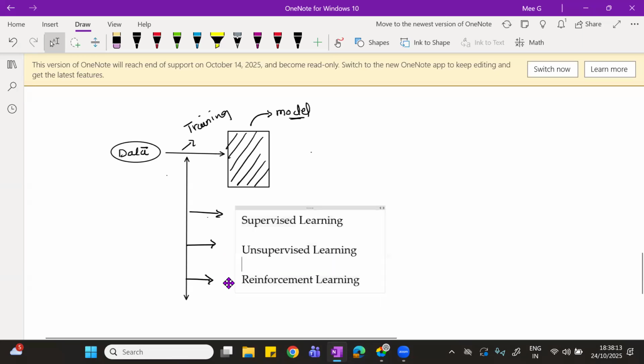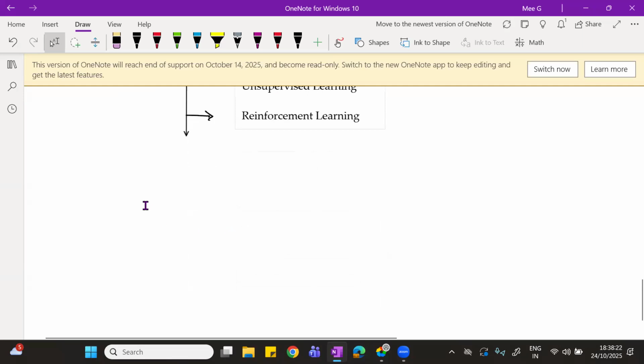Like this. These are the three: supervised learning, unsupervised learning, and reinforcement learning. Okay. Now, what is supervised learning? See, guys, whenever you are learning something under supervision, then it is considered as supervised learning.